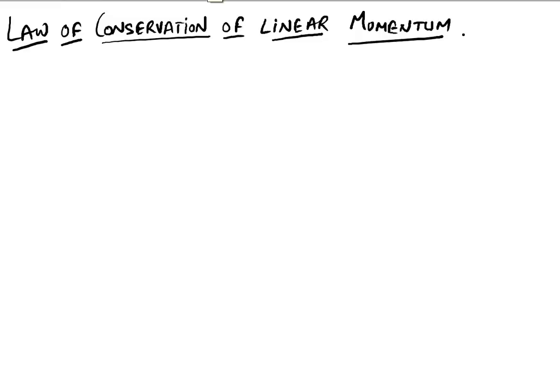Next topic is the law of conservation of linear momentum, which is a very important topic for us. What does it say? According to this law, if the summation of external force applied on a system of particles is equal to 0, then the initial momentum of the system is equal to the final momentum of the system.